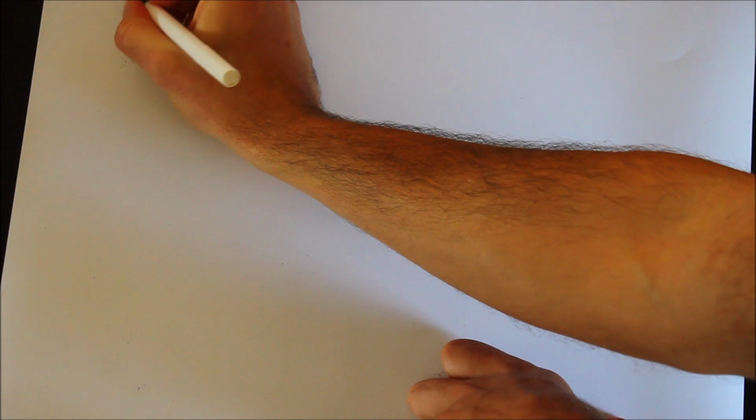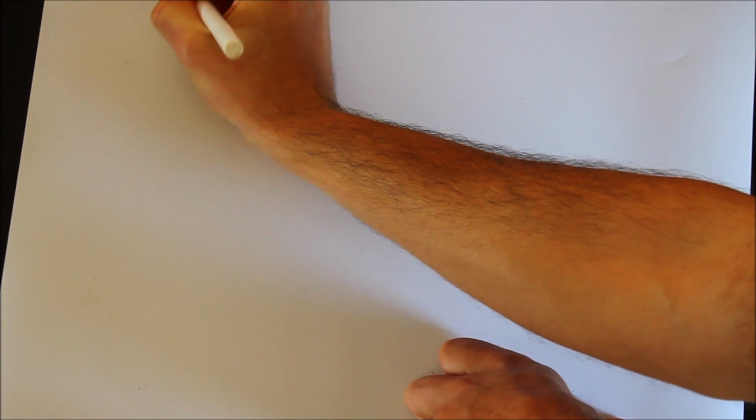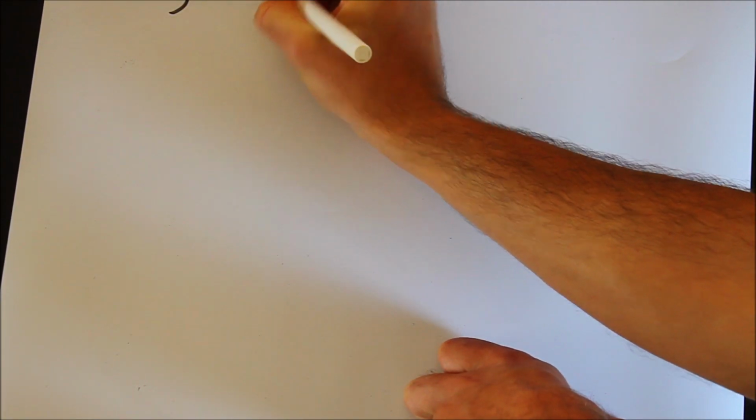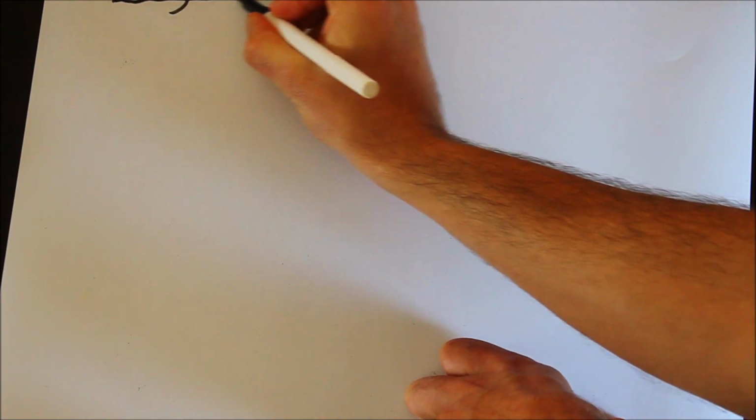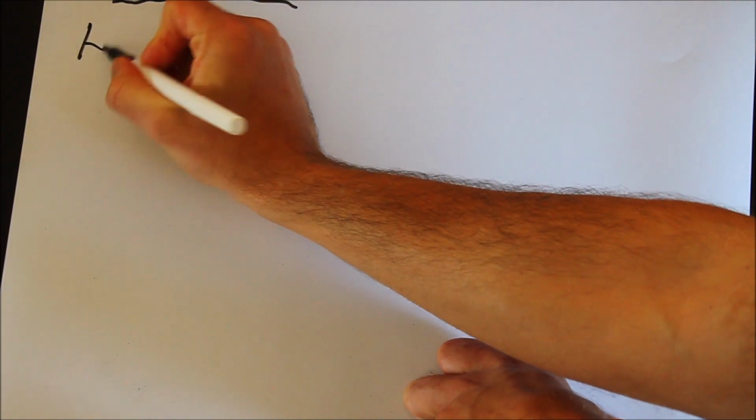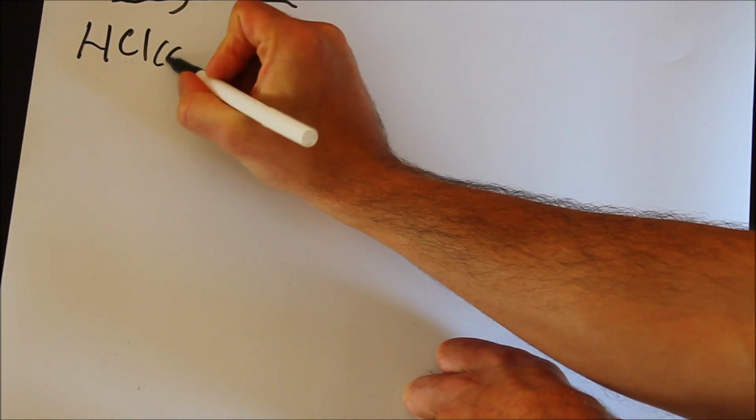This is what I mean about the dissociation. So if we take a strong acid, so we've got our strong acid, and an example is hydrochloric acid, HCl.